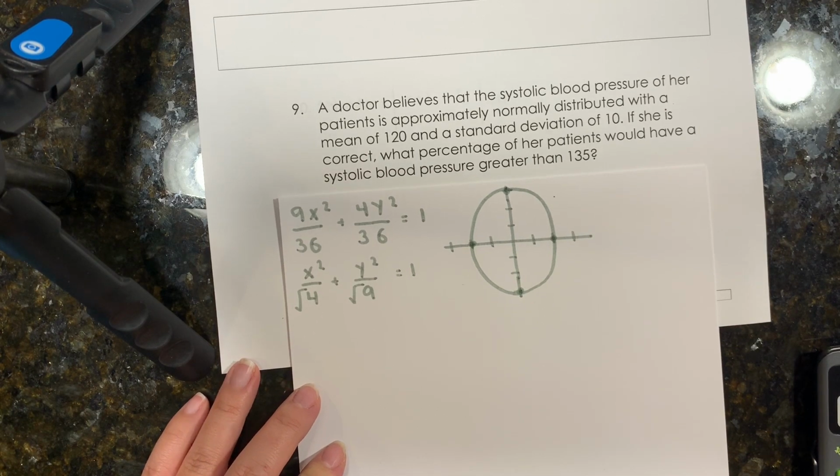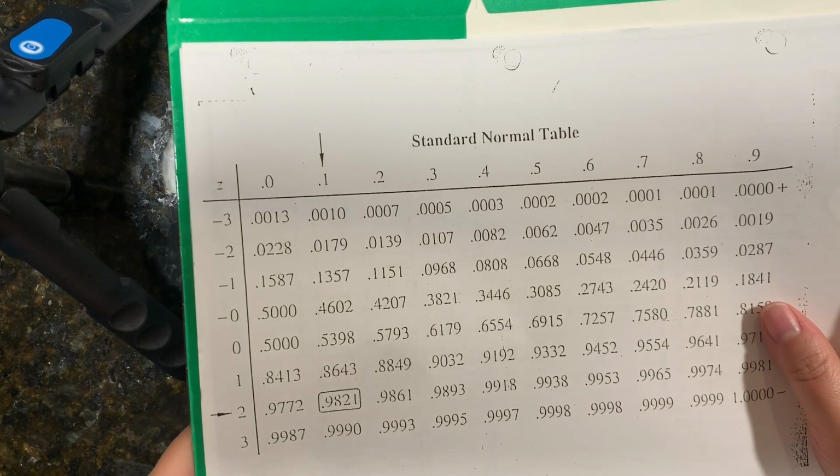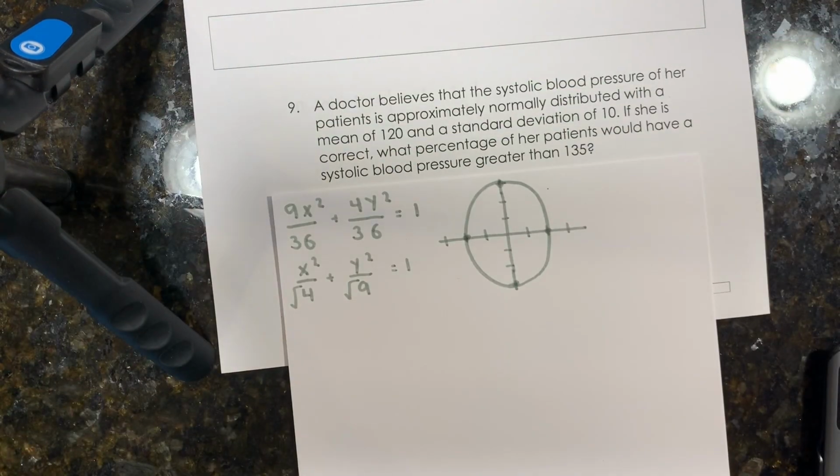Now looking at number 9. A doctor believes that the systolic blood pressure of her patients is approximately normally distributed with a mean of 120 and a standard deviation of 10. If she is correct, what percentage of her patients would have a systolic blood pressure greater than 135? So this is going to be from your last lesson, and you need to be able to calculate the z-score. You also need to get out your standard normal table that looks like this.